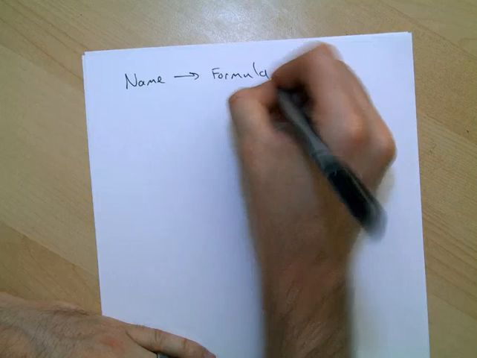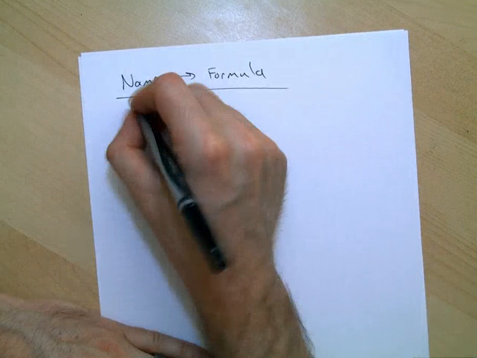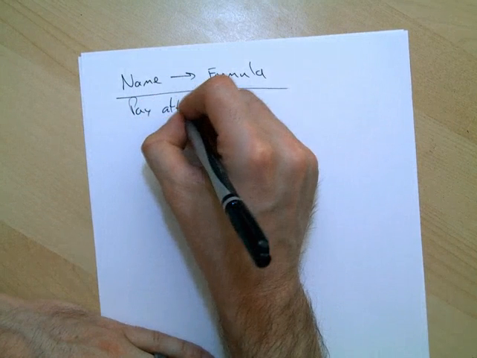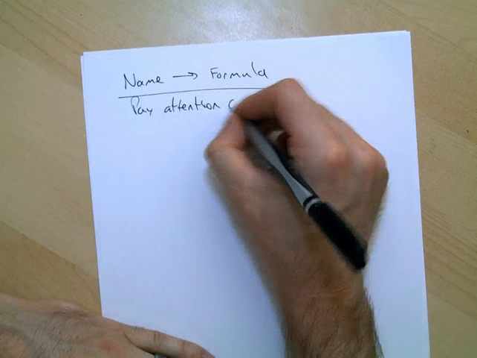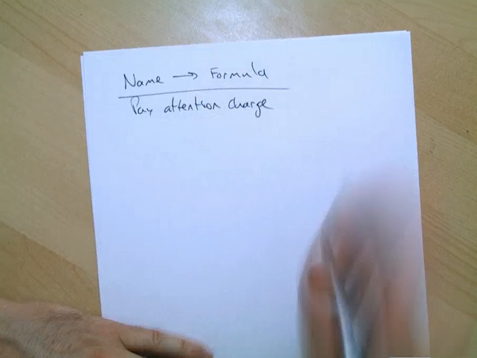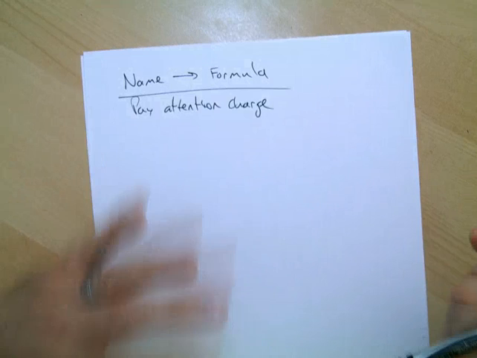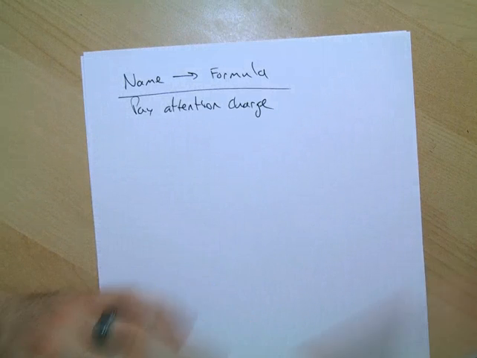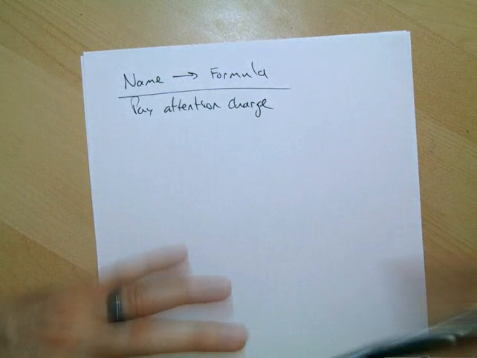When you're going from the name to the formula, you really need to pay attention to charge. If you're not paying attention to charge, you're not going to write out the correct formula, because the name doesn't give us information about how many of each ion are bonding together. I'll give you an example of this.